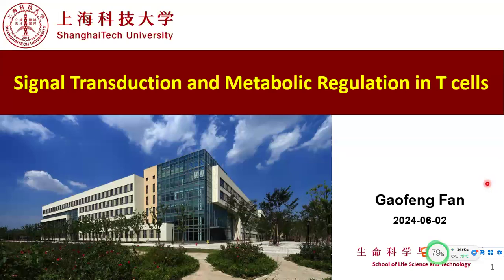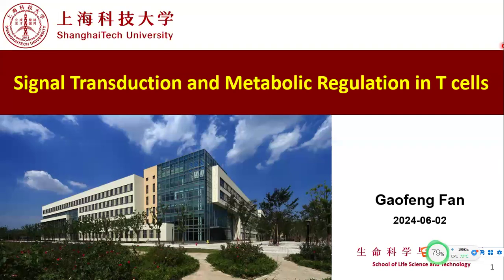Gaofeng currently is an associate professor at the School of Life Science and Technology of ShanghaiTech University. He completed his undergrad study in biology at Nanjing University, and then pursued his PhD training in biochemistry at Rutgers University in New Jersey, US. After his PhD, he pursued his postdoc training at Cold Spring Harbor Laboratory. Since 2017, he joined ShanghaiTech University to start his independent research program.